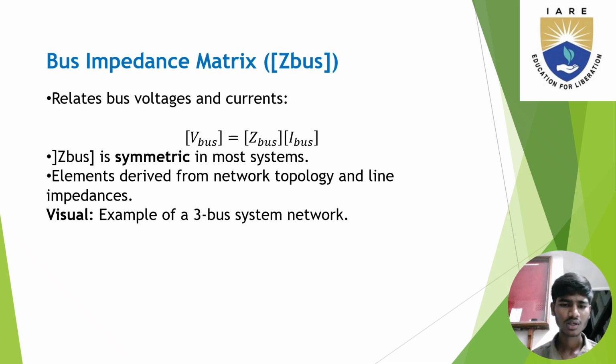Next, the impedance matrix relates bus voltages and currents. For example, V bus equals Z bus times I bus. Here Z bus is symmetric, with elements derived from network topology and line impedance.